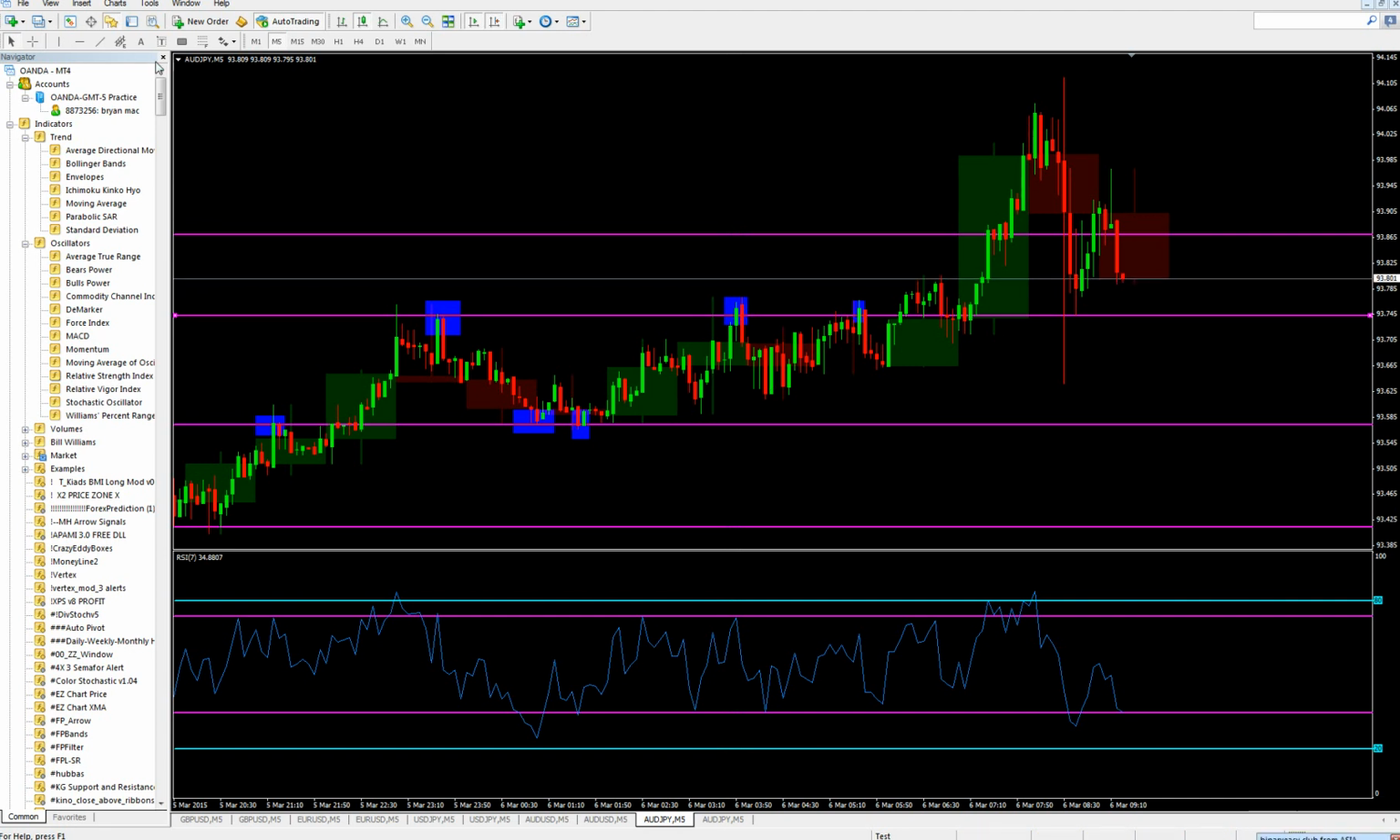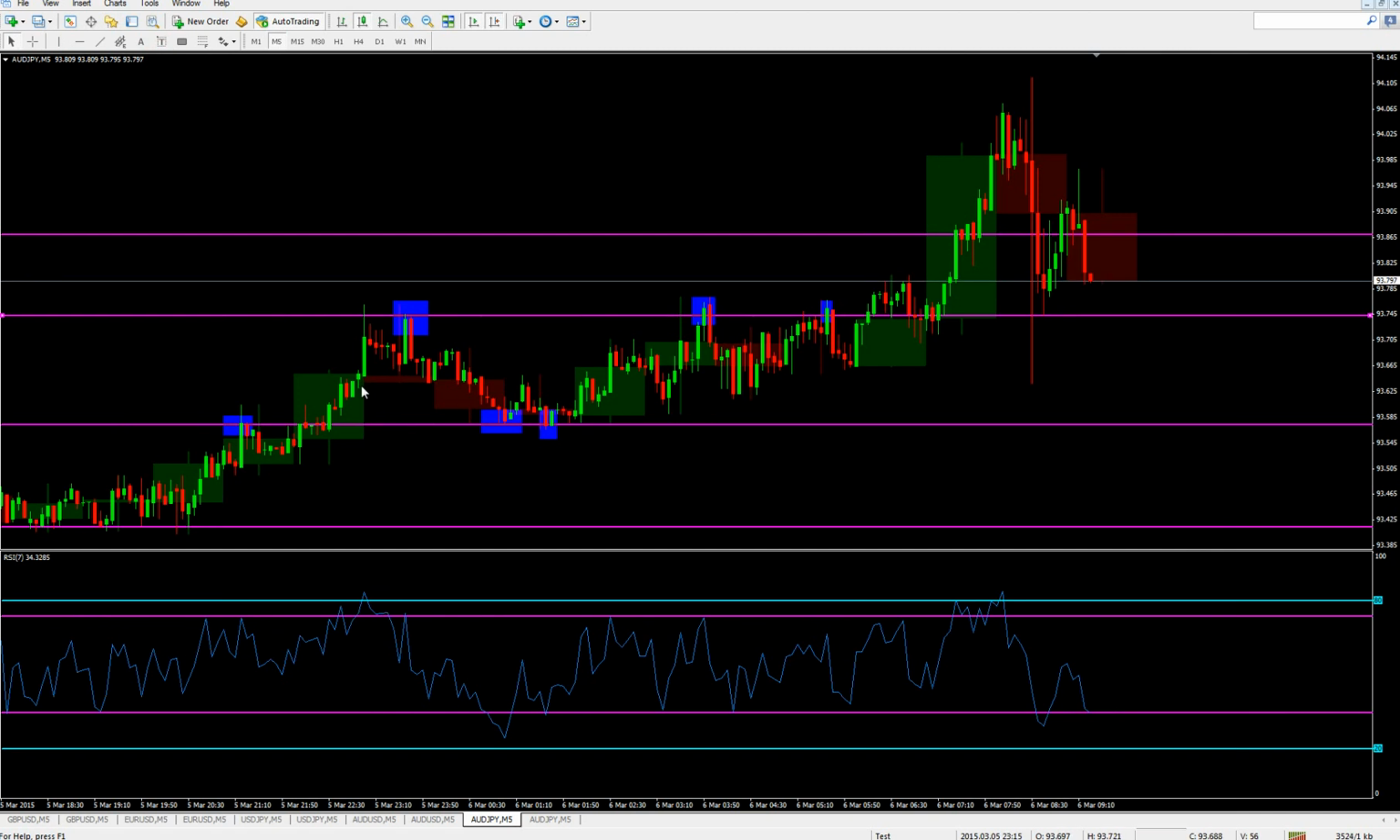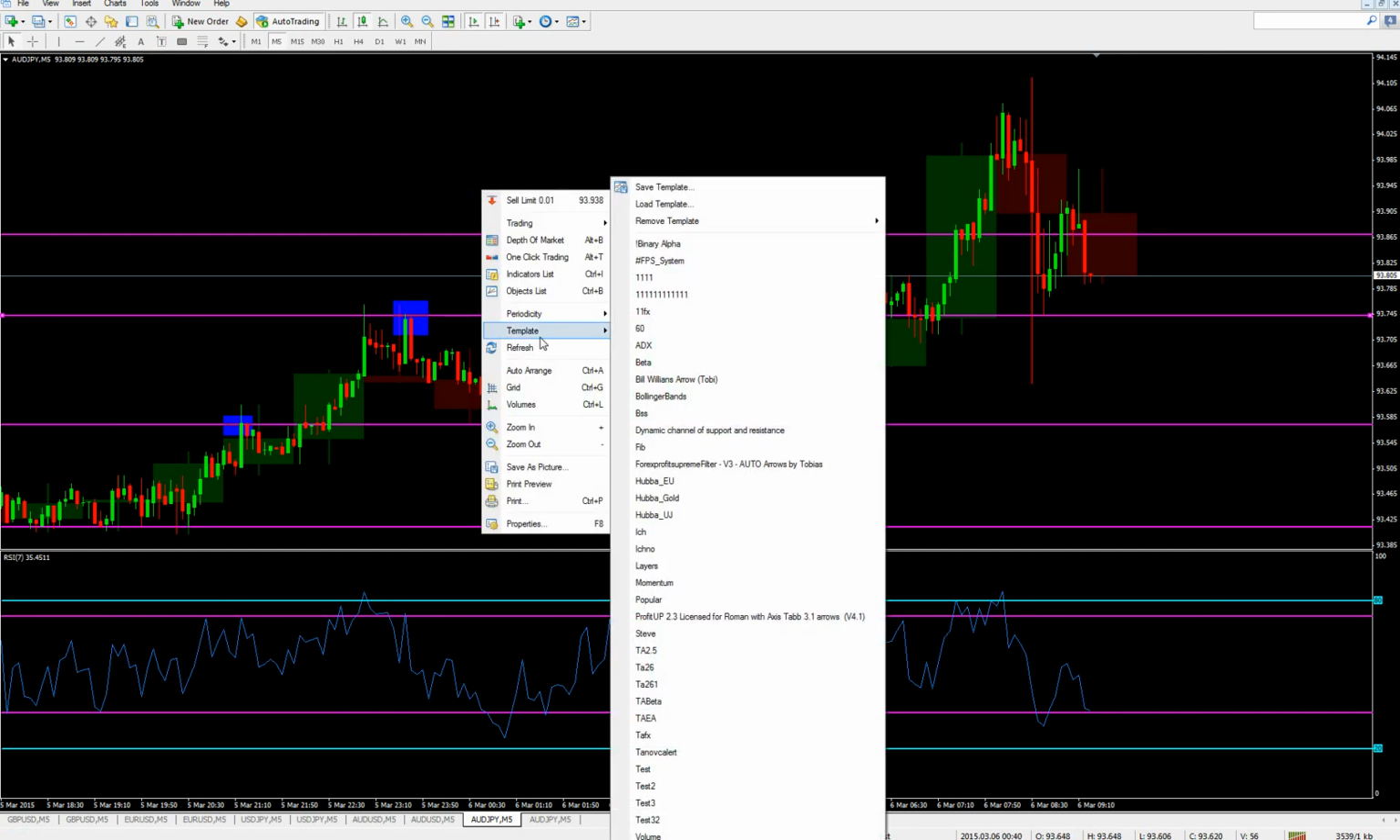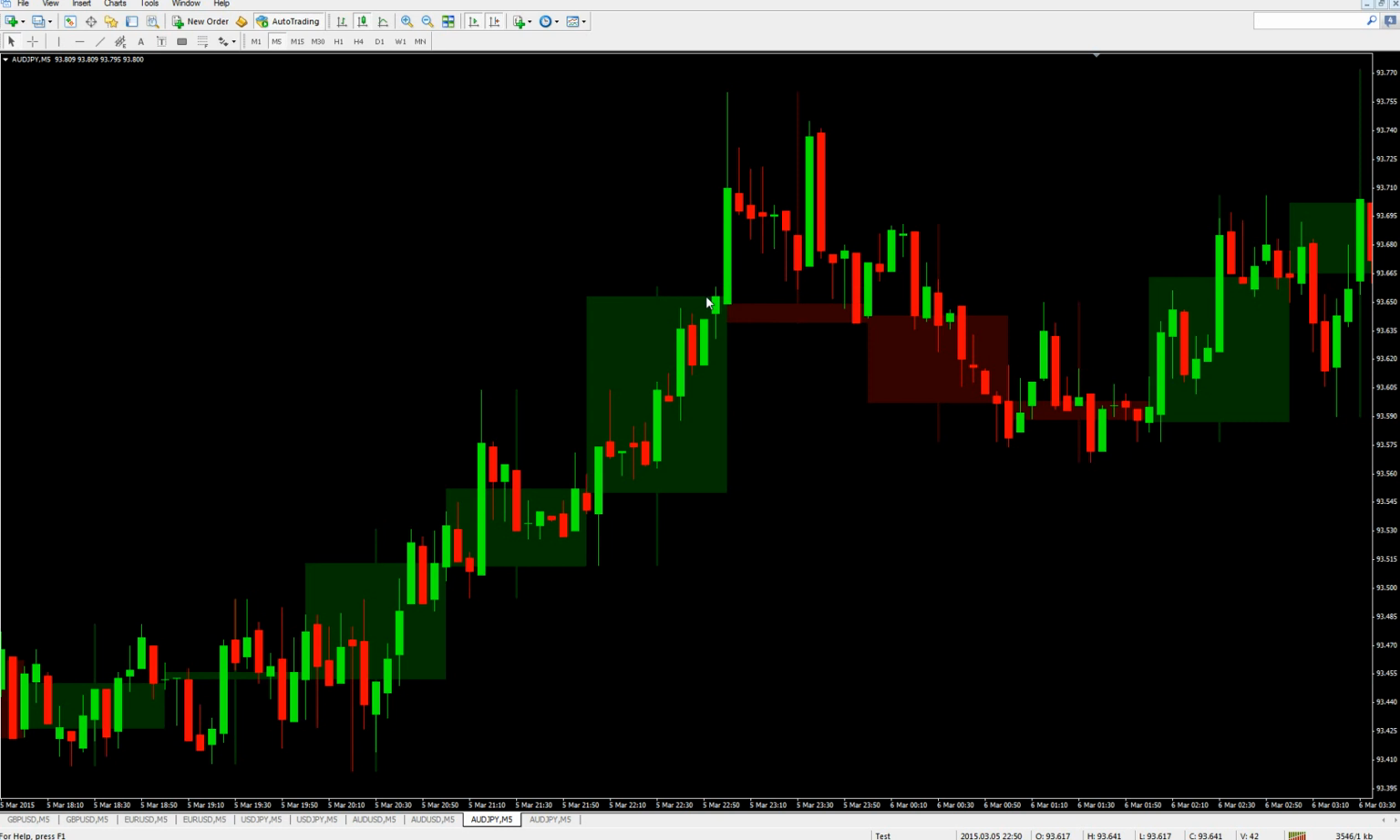The next thing you want to take a look at, since we're looking at this chart, is the hourly here. Price came out of the hourly too, so that is another confirmation. Let me reload the template and we'll take a look at the hourlies and how I use that.